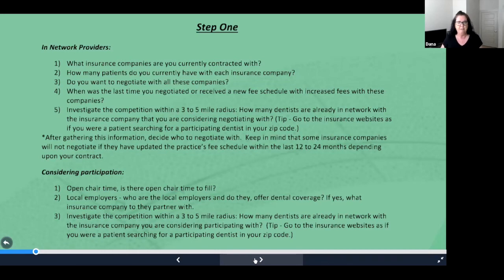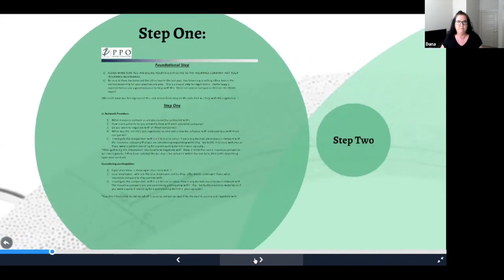That's step 1. So that's a lot of data. It's a lot of information. But these are critical to do, all of these steps, okay? So step 2.